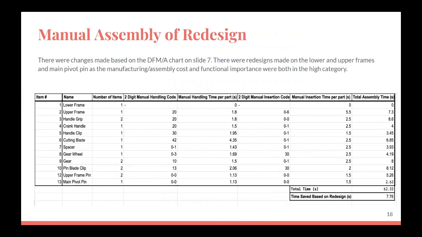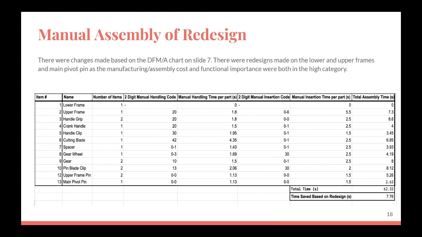This is the manual assembly of the redesign. There were changes made based on the DfM/A chart on slide 7. There were redesigns made on the lower and upper frames and main pivot pin, as the manufacturing, assembly cost, and functional importance were both in the high category. Due to a new design of the subassembly, the previous lower frame pin was removed and replaced with a pin identical to the upper frame.